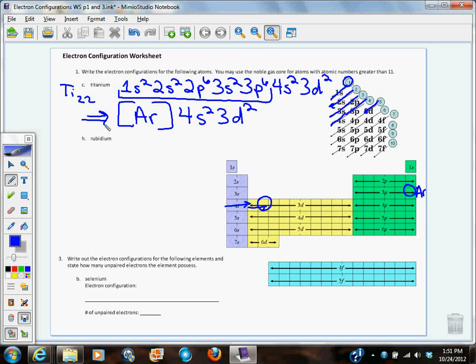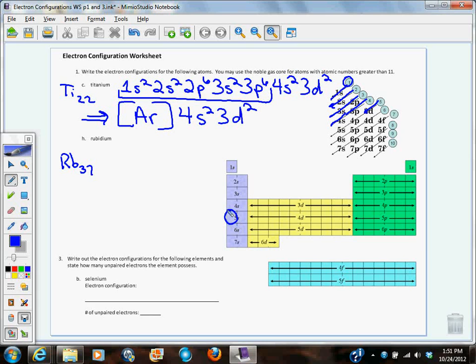Now let's try rubidium. When we look at rubidium, it is a little bit further down the periodic table. It is down here at 37. Rb, we got 37. So we need 37 electrons on this one. Let's go ahead and erase what we had here on the periodic table. I'd just like to use the noble gas core on this one. So what I do is identify where rubidium is on the periodic table. It's number 37. It's in the 5th row.